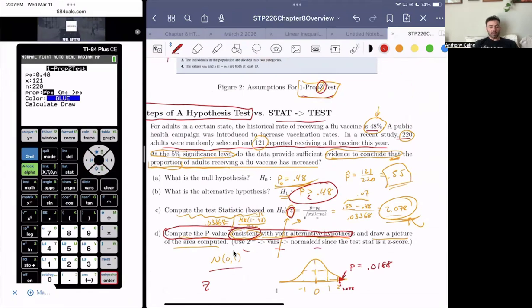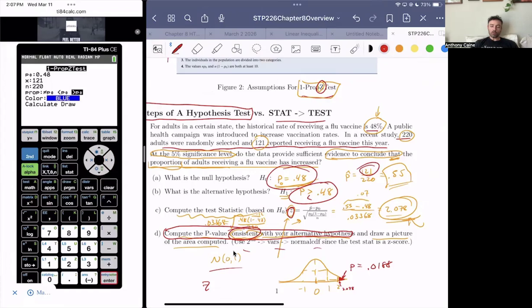And I already have this filled out. But what was our null hypothesis? Our null hypothesis is that the proportion is 0.48. Okay. How many people got the vaccine? What's our numerator? It's 121. What's our sample size, aka the denominator? It's 220. What is our alternative hypothesis?